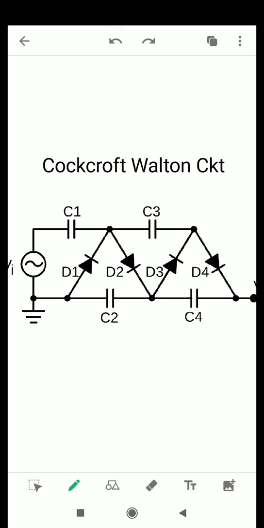Like the capacitors, we can place diodes in such a manner that in a half cycle of the AC supply one diode will conduct. So we have placed diode D1 in between these two junctions, and in between these two junctions diode D2, and in between these two junctions diodes D3 and D4.